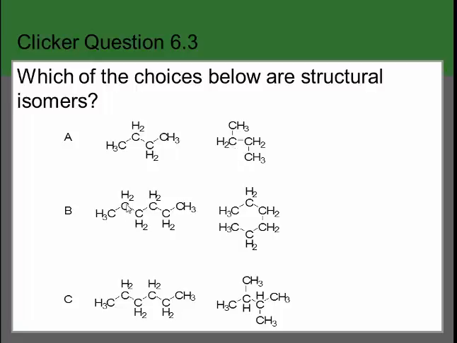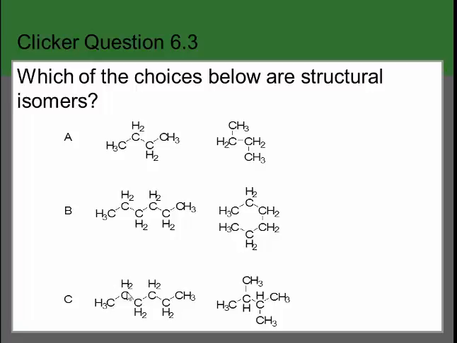For part B, 1, 2, 3, 4, 5, 6. 6 carbons in a chain. This molecule also has 6 carbons in a chain, same number of hydrogens, so it is also an identical structure, just drawn a little differently. We've just rotated around a couple of carbon-carbon single bonds.